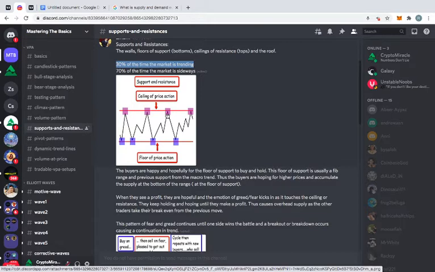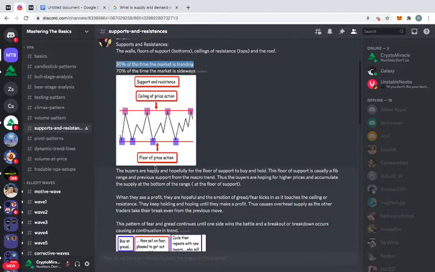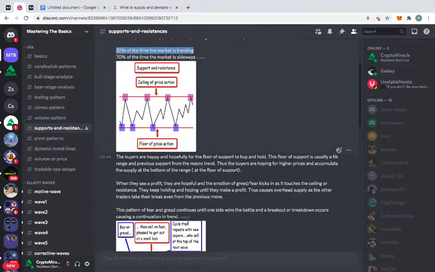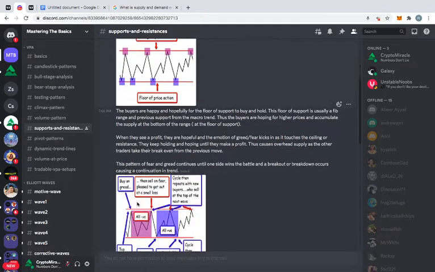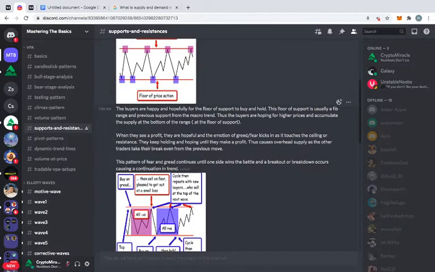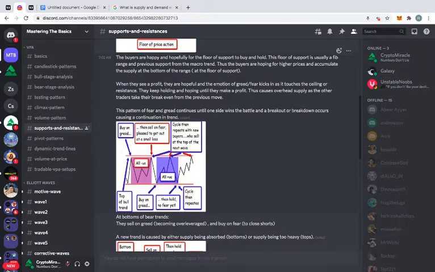So once it starts touching the ceiling, sometimes they buy more, right? A lot of traders are going to buy more, and then it comes back down, and once it comes back to their break-even price, they sell. And that's why it's like traders' fears and emotions. So we're going to actually get into that in the next picture. Let's go there now. So yeah, they see a profit, they're hopeful, and then the emotion of greed and fear kicks in. This is what we're talking about.